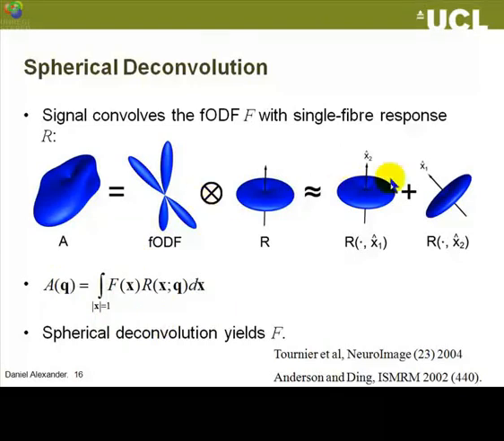But in this simple example here, we have a fibre ODF that's pretty much just two non-zero directions. So to get the full signal under this model then, we rotate the model for the signal with a fibre in a particular direction to each of these two directions, as shown here, sum them up, and that gives us the overall signal. So the idea in these techniques then is to unravel this convolution to get at this fibre ODF, which I'm calling F in this equation here.